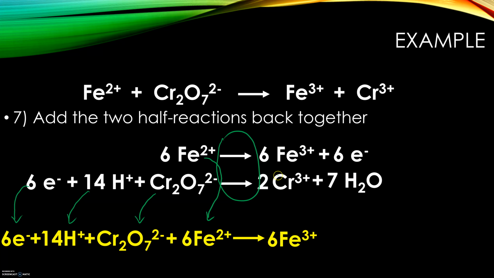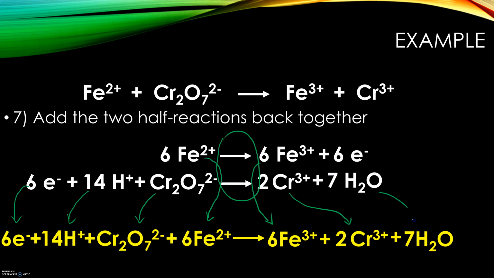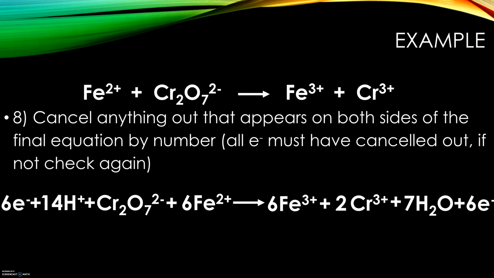And then the same pattern follows. We have our 6 iron 3+ right here. We have our 2 chromium. We then have our 7 water molecules. And then we have our 6 electrons. This is step 7. We just combine the left side all together and the right side all together. And then enters our last step.